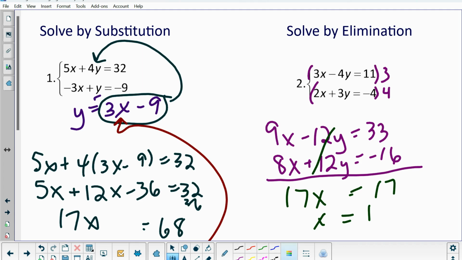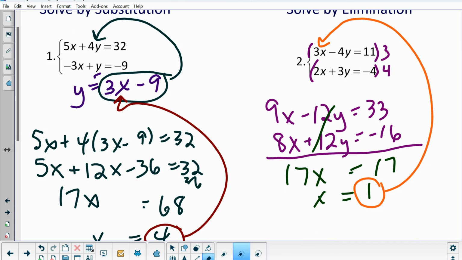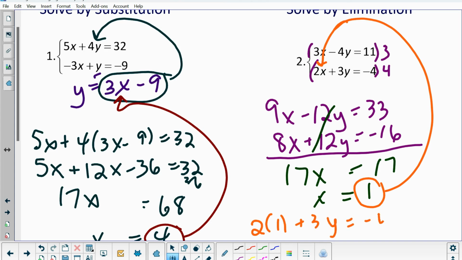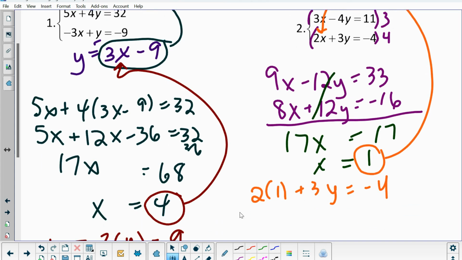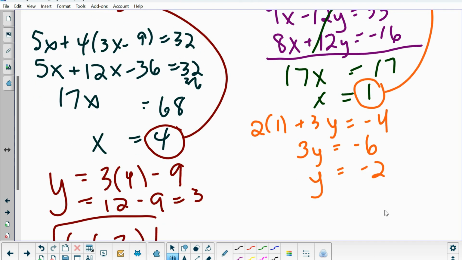I substitute the 1 into either one of the equations from above. So I'll pick that one. No, I don't like the negative there. I think I'm going to pick this one. So I'm going to do 2 times 1 plus 3y equals negative 4. 2 times 1 is 2. Subtract it to the other side. Negative 4 minus 2 is negative 6. Negative 6 divided by 3 is negative 2. And my intersection is 1, negative 2.